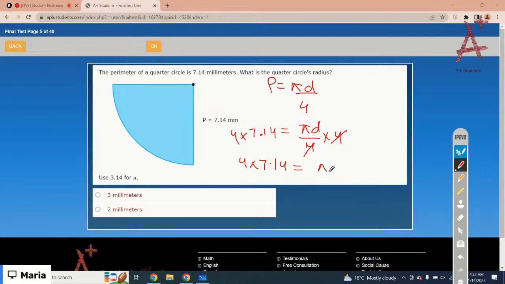It would be pi d. You have to calculate the value of d. So just divide 7.14 by pi. Pi has a fixed value, that is 3.14, so you always have to use 3.14. It is 28.68 divided by 3.14 equals d. 28.68 divided by 3.14, that is 9. D equals 9. And D equals 2R. It would be 2R equals 9.